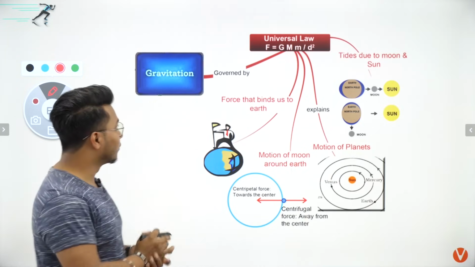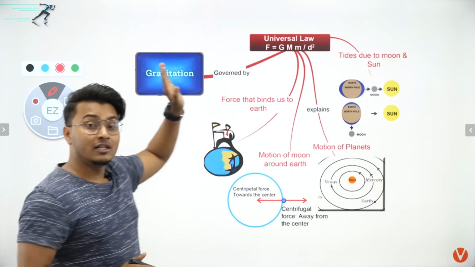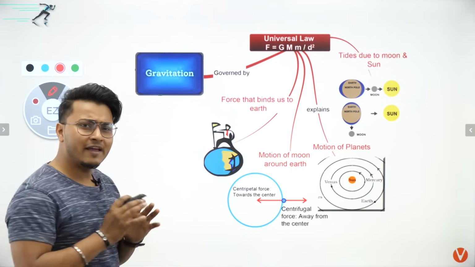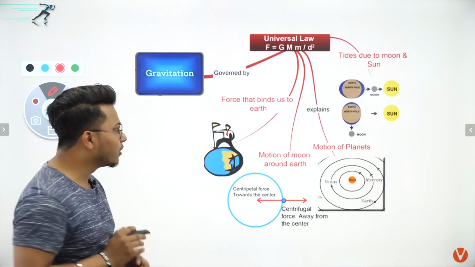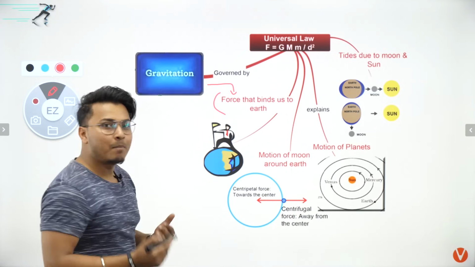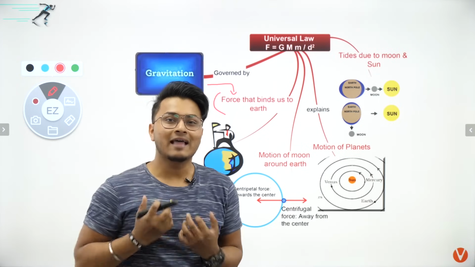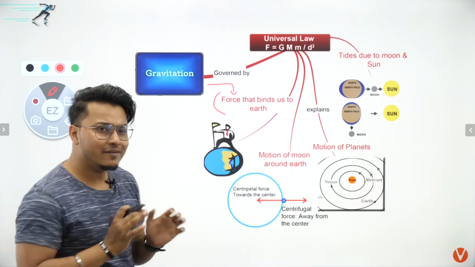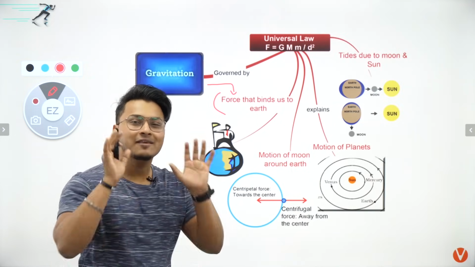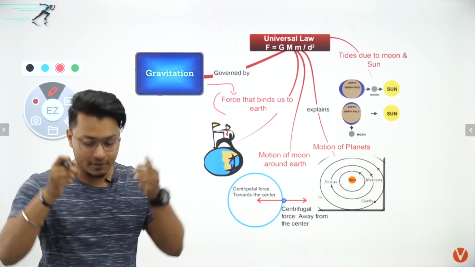ठीक है? कैसे? अब ध्यान से देखो. Gravitation का the chapter starts with the concept of what is gravitation. So in very simple terms, for a 1 mark question, what you're going to do? What is gravitation? Gravitation is nothing but the force that binds us to the earth. That is the force, isn't it? In a very simplest and the most layman terms, what is gravitation? That is the force with which we are binded to the earth.